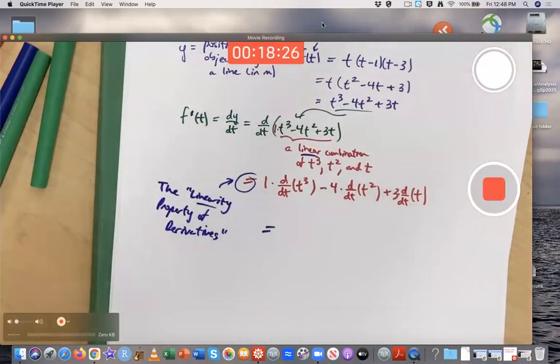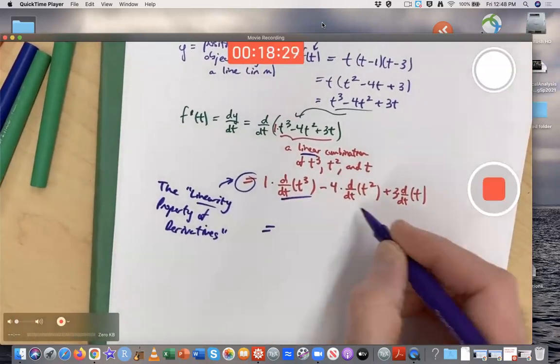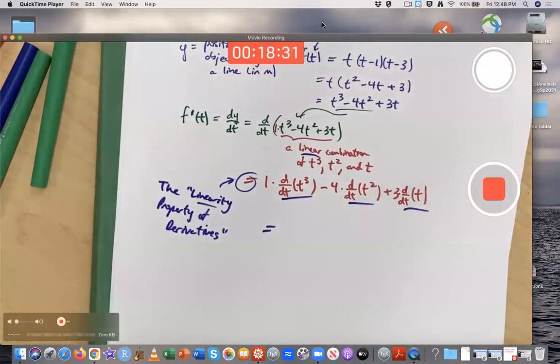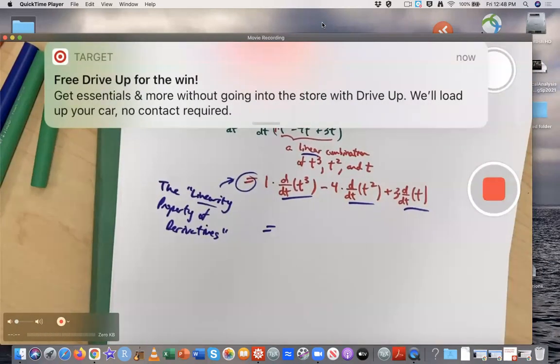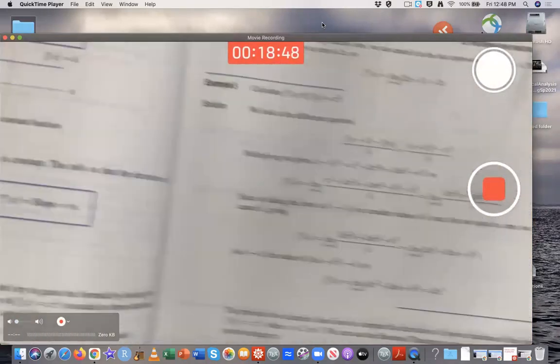Now we use, to find this, this, and this, the property that people remember the most. It's called the power rule. Again, in your book. I pointed this out the other day. Find it on page 95, section 2.3. I'll just show it to you here. Oops. Sorry.